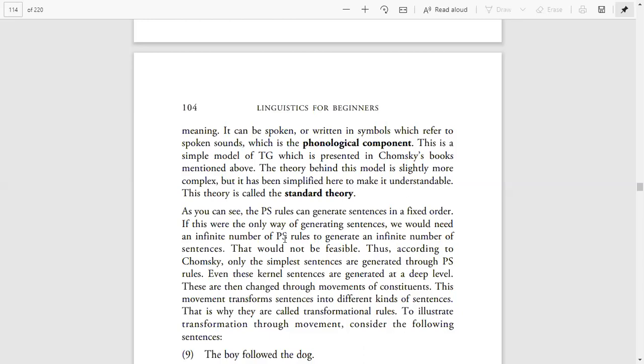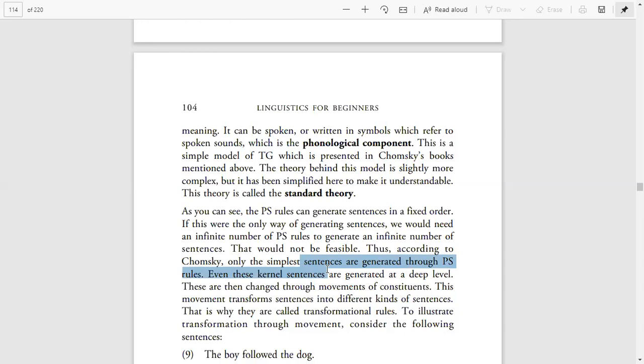Thus, according to Chomsky, only the simplest sentences are generated through PS rules. So Chomsky made it easier for us, because of course we cannot generate an infinite number of PS rules to generate an infinite number of sentences. He said that the simplest sentences are generated through PS rules, or phrase structure rules. Even these kernel sentences, or simple sentences, are generated at a deep level.